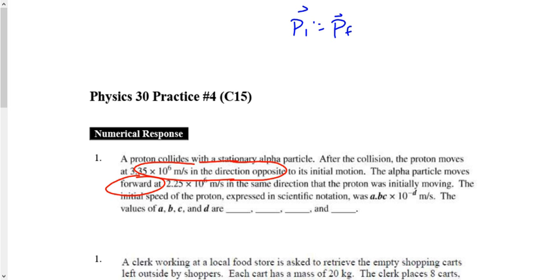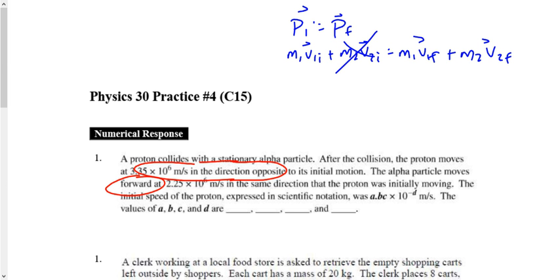We have two objects before this collision, m1 v1i, we'll say that's the proton, plus m2 v2i, that's the alpha particle. Afterwards, they bounce off of each other, so we have two objects. So we're going to say, once again, m1 v1f plus m2 v2f. We're good there? All right. I'm going to cross this off. I'm going to X this out.